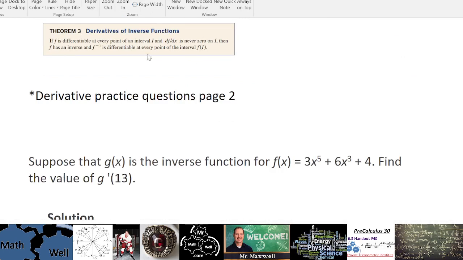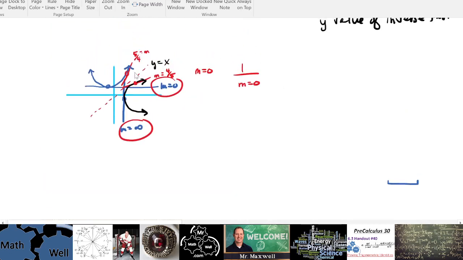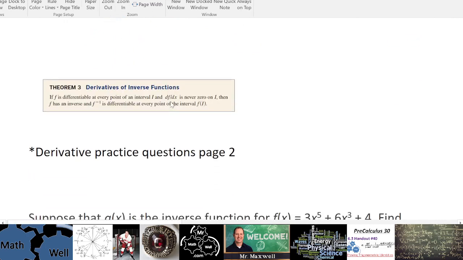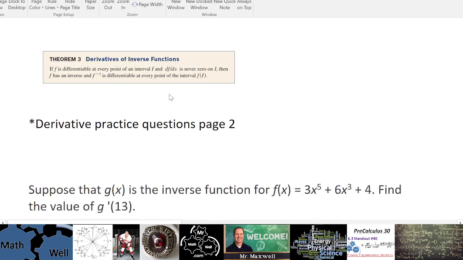This little theorem here, I'll read it real quick. If f is differentiable at every point on interval I, and df/dx is never 0 on I, then f has an inverse, and f to the negative 1 is also differentiable at every point. So this right here is equal to 0. So this inverse here, it's m equals infinity. So that's technically not allowed, but it proves my point, okay?